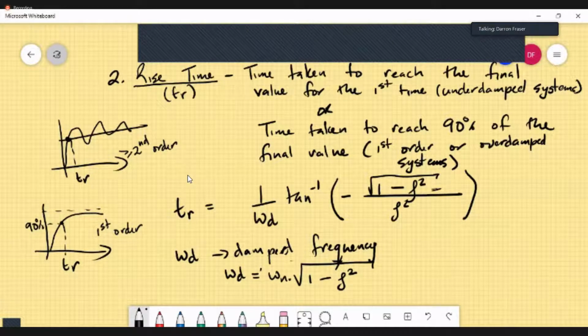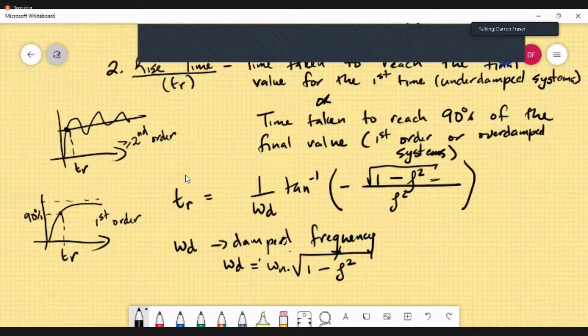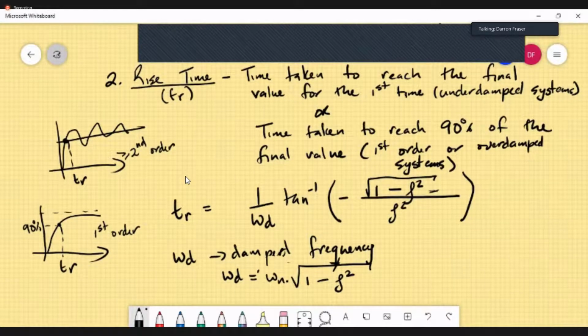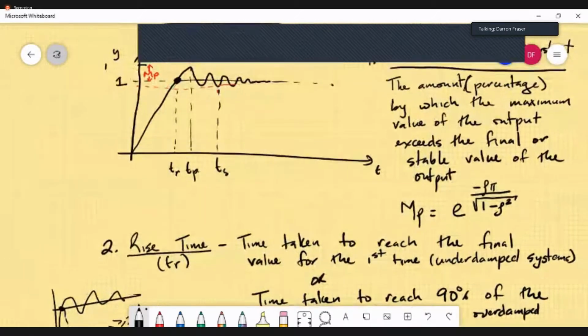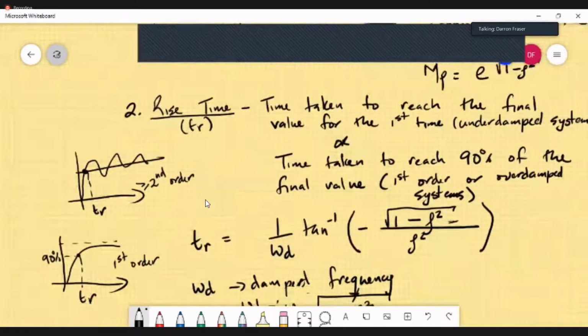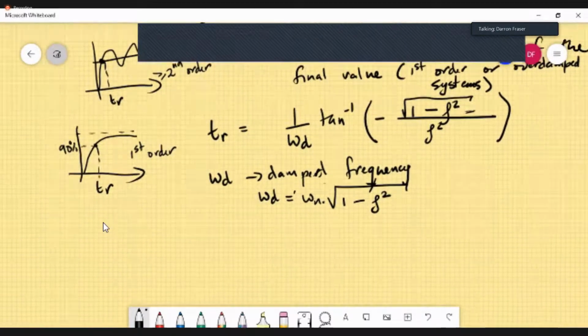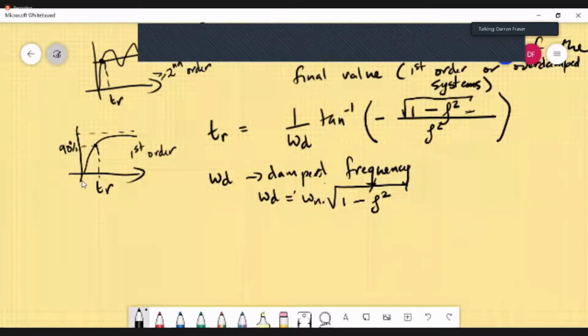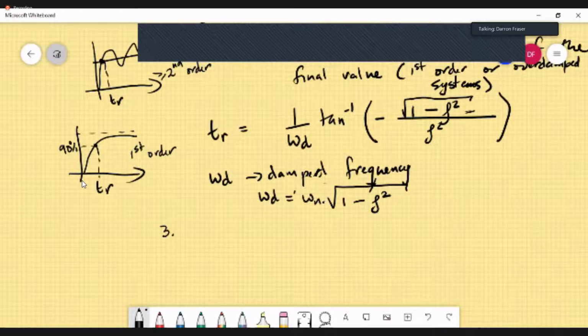All right. The third thing that we might want to control, apart from the maximum peak overshoot and the rise time, is the peak time.